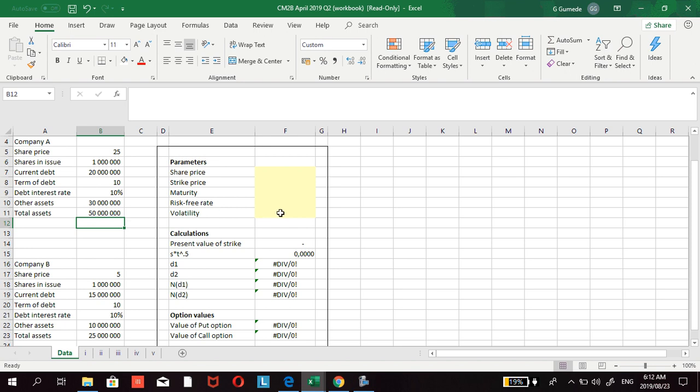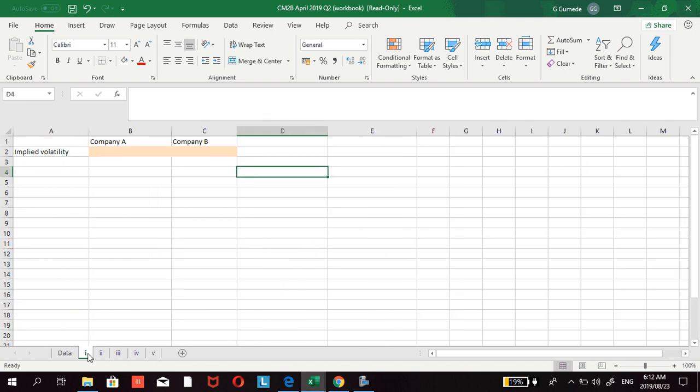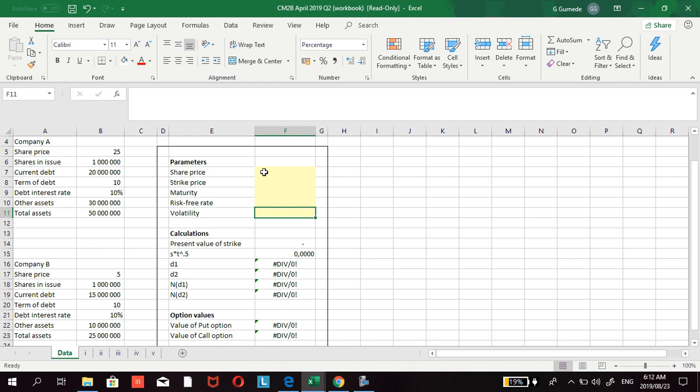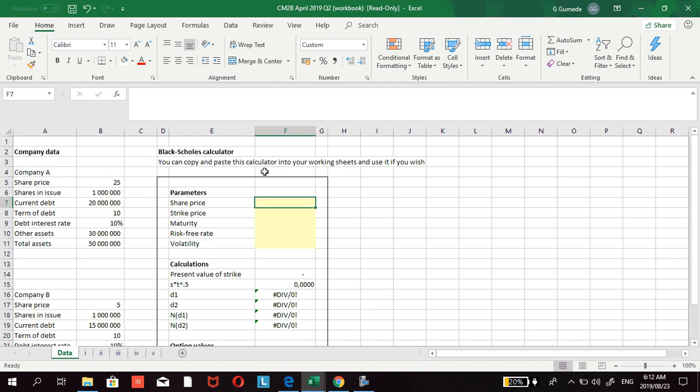They are looking for volatility, and I'm going to use this calculator here for company A and company B. Now, you will recall that the share price under the Merton model is the total asset of the company. So I'm going to write down the total asset of the company, which is 50 million here. So I'm going to type 50 million here. And you'll remember now, be careful here.